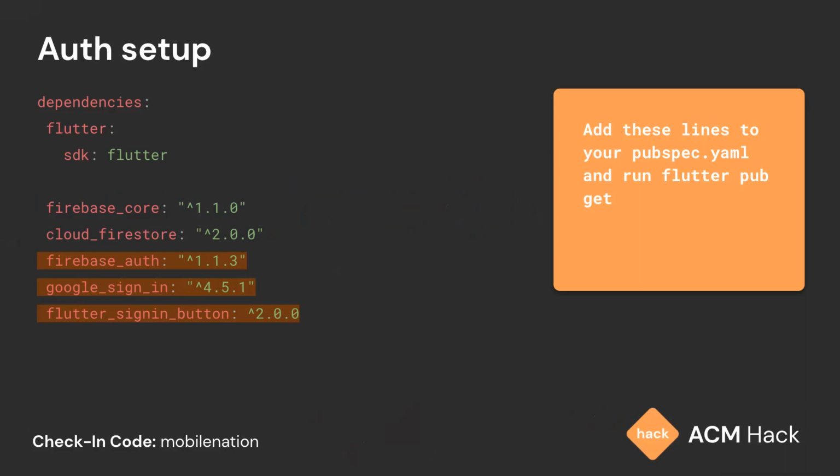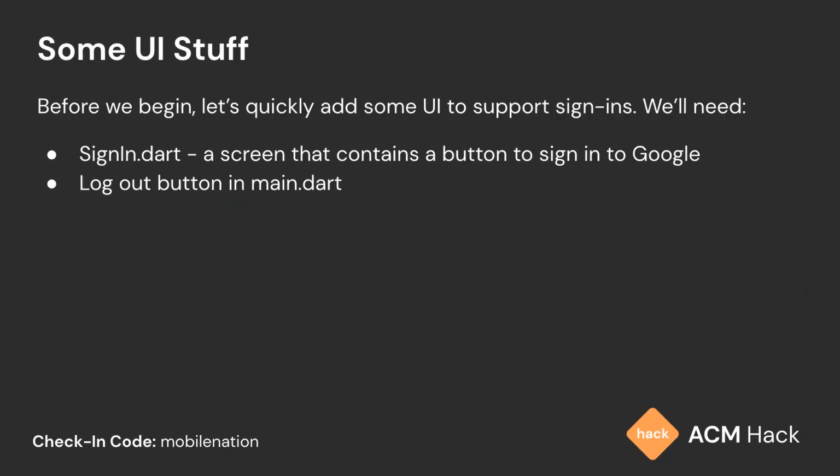So I have Flutter sign-in button. That's just a widget that lets you display a nice looking sign-in button. That's not needed. But the two you will need are Firebase Auth and Google Sign-In. So what I was going to do here was create a sign-in UI, right? So we're going to have some UI to support sign-in. So we're going to need a sign-in screen and a logout button.